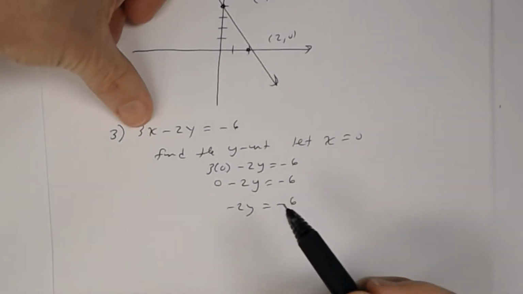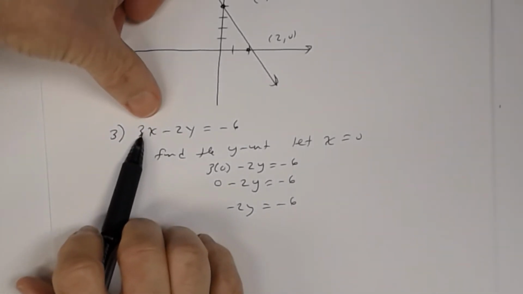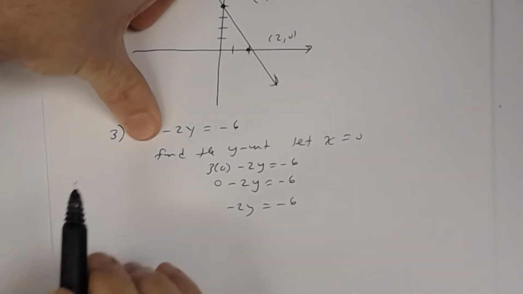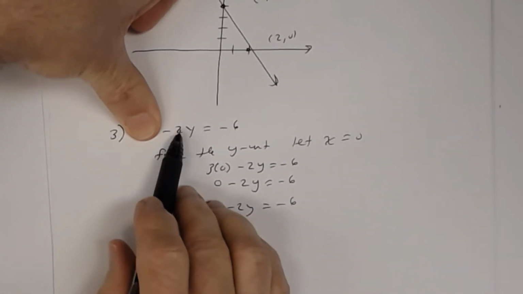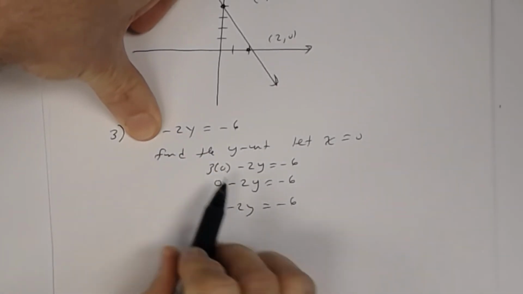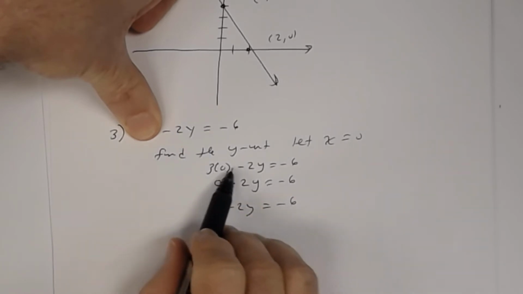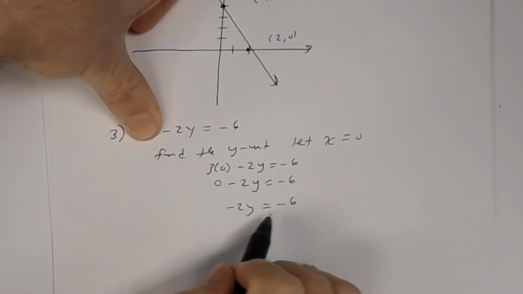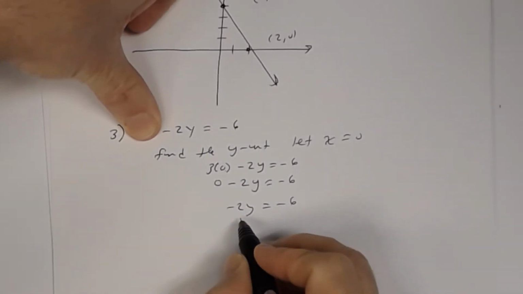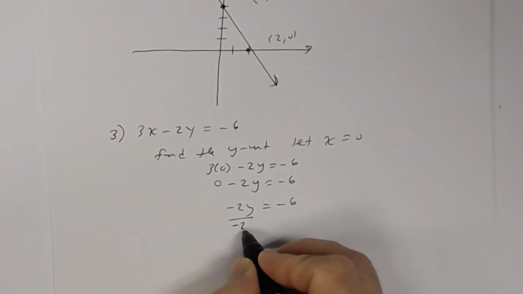And that's the point I was making here. If x is 0, this term disappears. And so you get negative 2y equal negative 6, which is this right here. So for your first step, instead of writing all of this, you could just say this. But you've got to get y by itself now, so we have to divide both sides by negative 2.